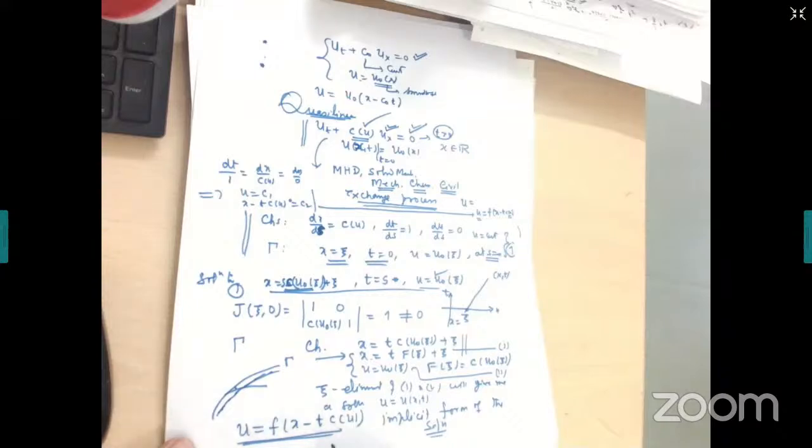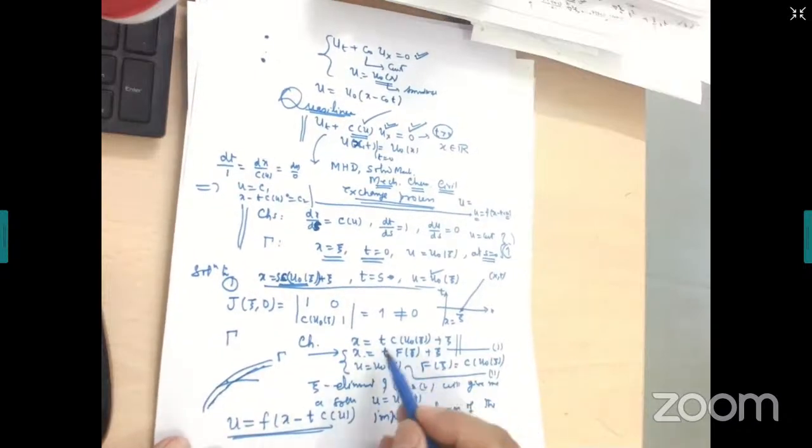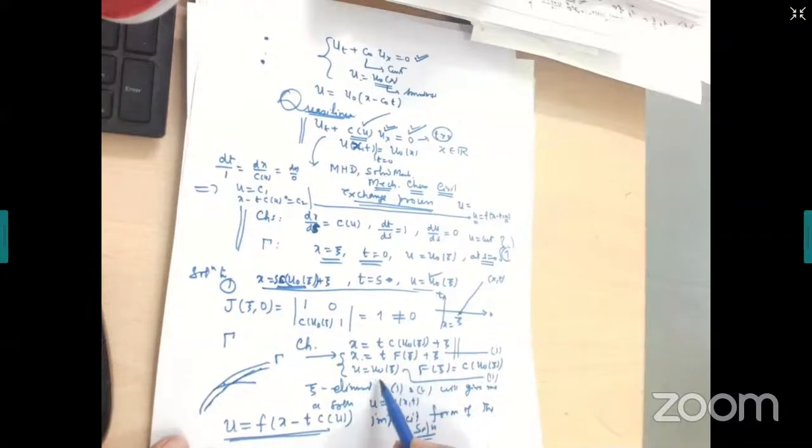The implicit function theorem says that if c is smooth, you can see the same problem here. x is equal to t times c of u naught of xi plus xi, and u is equal to u naught of xi. From these two, I can write f of xi as this expression. So the question is whether I can determine xi as a function of x and t. Same problem. This is the implicit form of the equation.